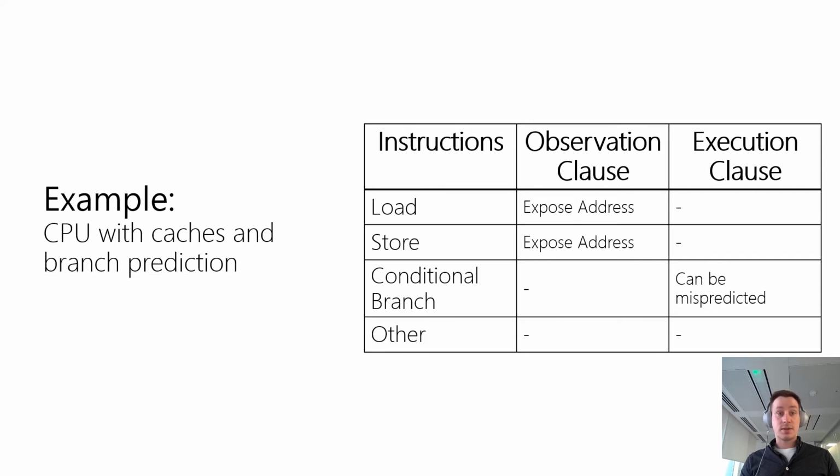And in total, the contract for this CPU would be that any memory accesses expose their addresses and that branches can be mispredicted. This is the whole contract for the CPU.